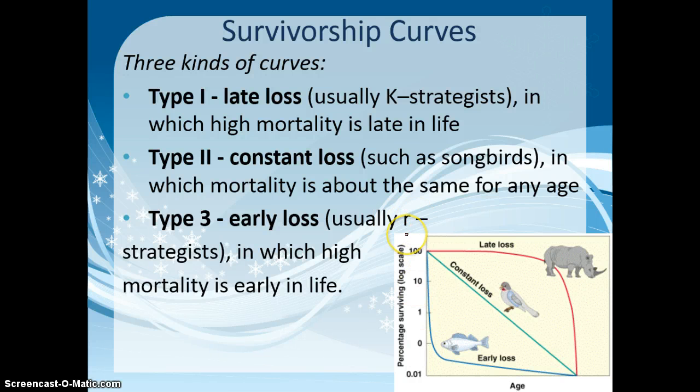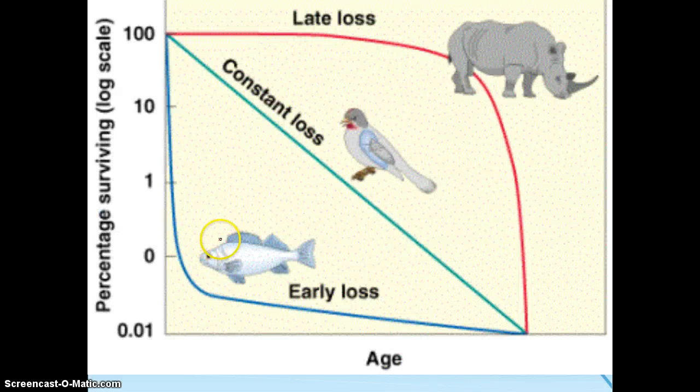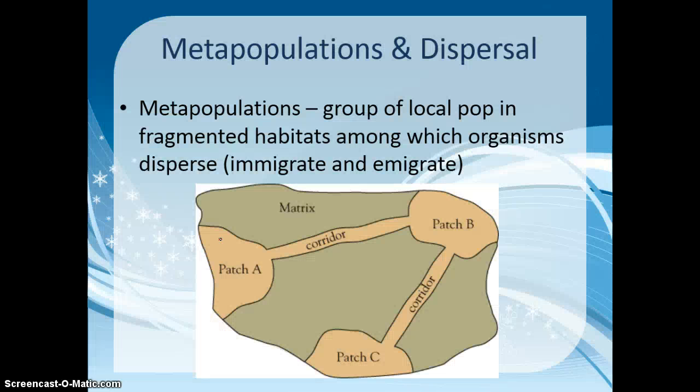They're usually R strategists because they die early. So these survivorship patterns are part of what's going to influence these growth rates that we see also.